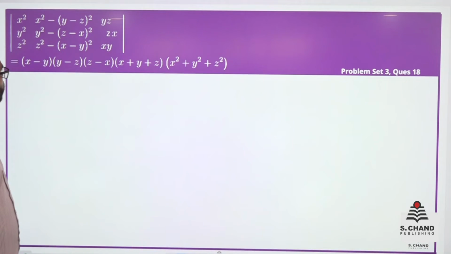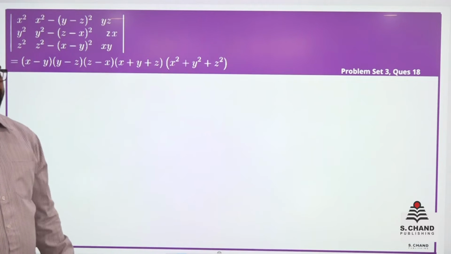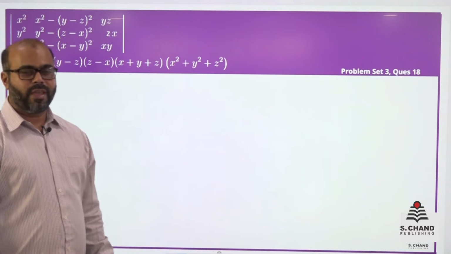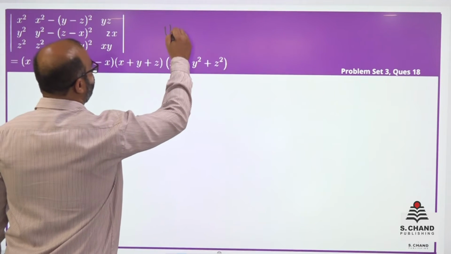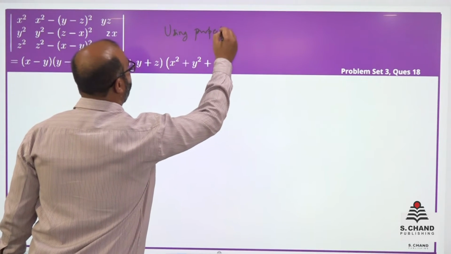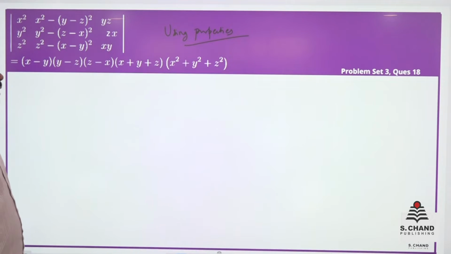Now we have the next question, problem set 3, question number 18. This is a determinant and we have to expand it to show that this is equal to this. Now expansion is a tough task for this determinant, and finding this value is really tough. So again we will use properties. Most of the questions of determinant expansion, finding the value of a determinant or proving, we have to do by properties, 90% of the cases.